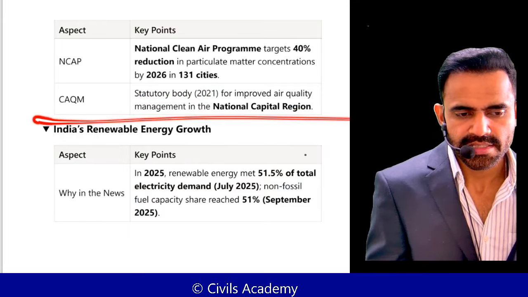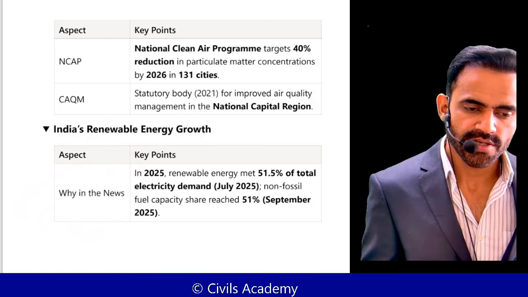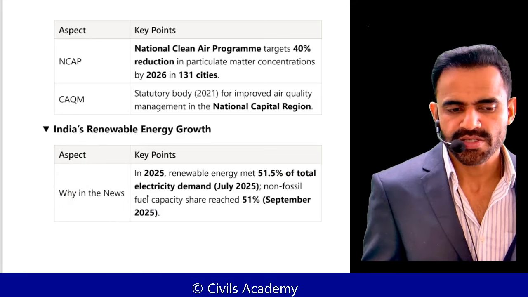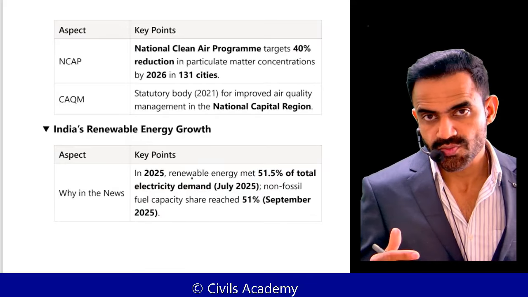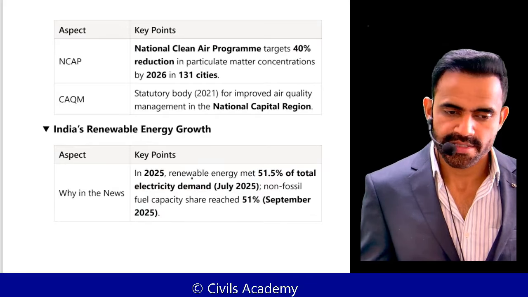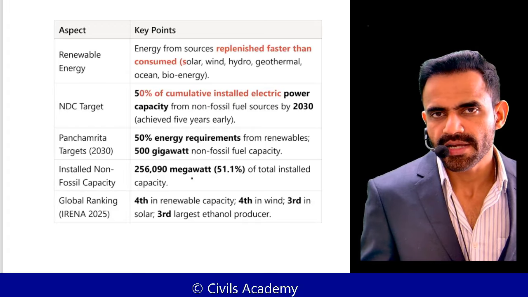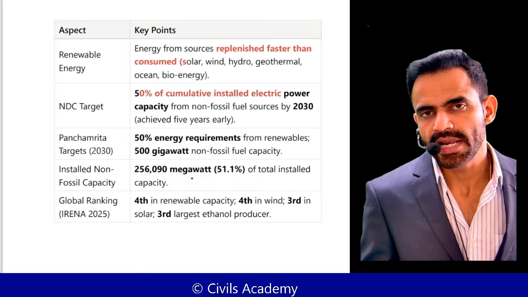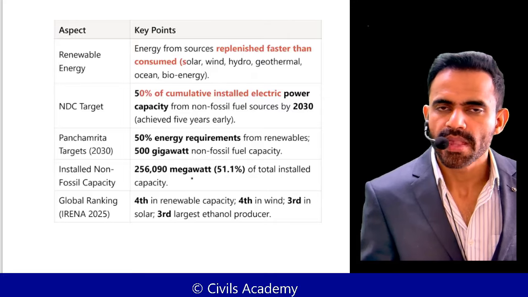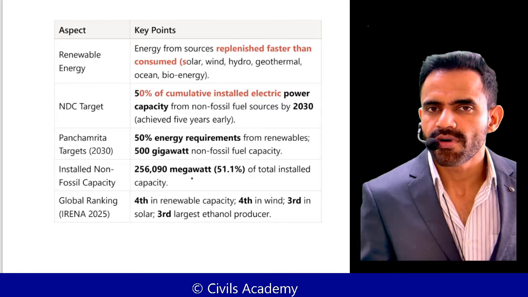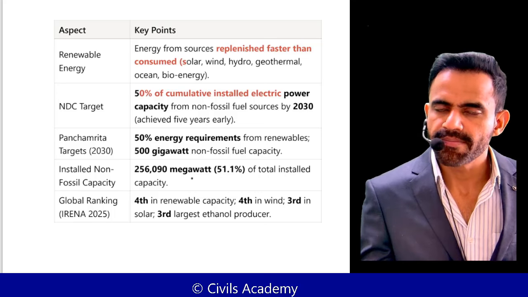Next is related to our renewable energy growth. Understand why it was in the news. Roughly 51.5% of our total electricity demand was met through renewable energy. That simply means we are now shifting towards renewable energy. Okay. Now, one question might be there in your mind. If we are doing so well in renewable energy, why are we shifting towards nuclear? Because in the budget of 2025, the government had announced a vision of 100 gigawatt of nuclear energy by 2047. Subsequently, the Shanti Bill was also introduced.